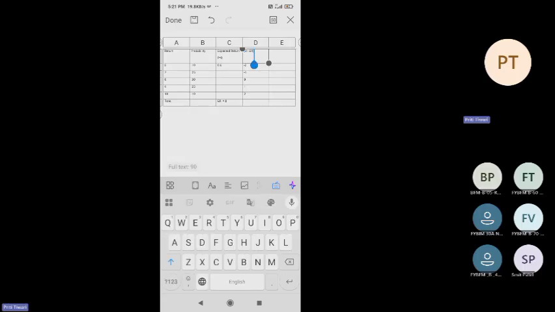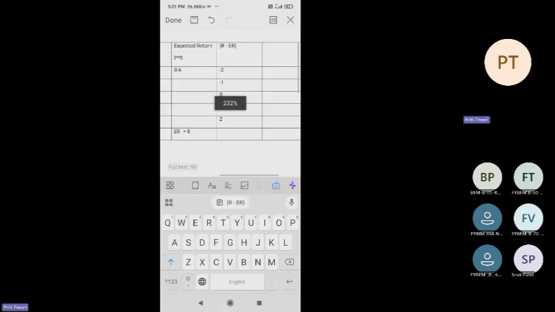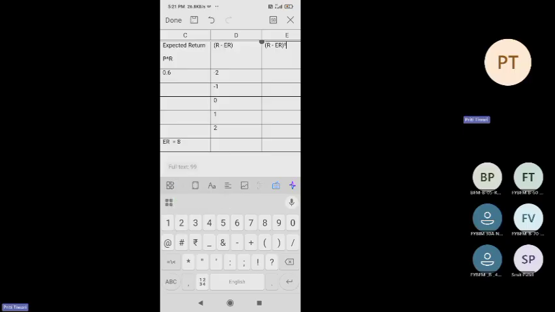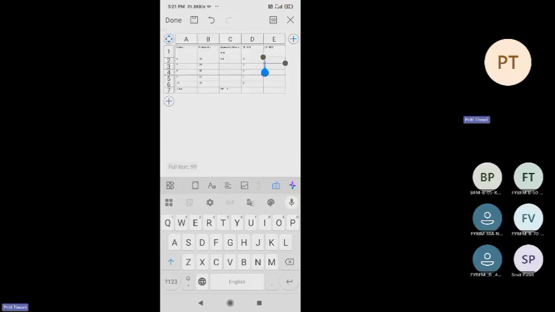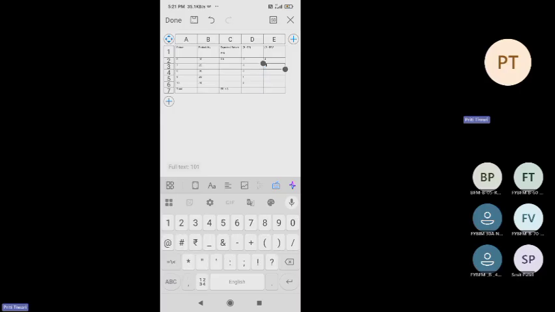What do we calculate next? The next thing is we square these deviations. Now the square of a positive number is positive and the square of a negative number is also positive. So the square of 2 would be 4. The square of 1 would be 1. Then followed by 0. Again 1 and 4.